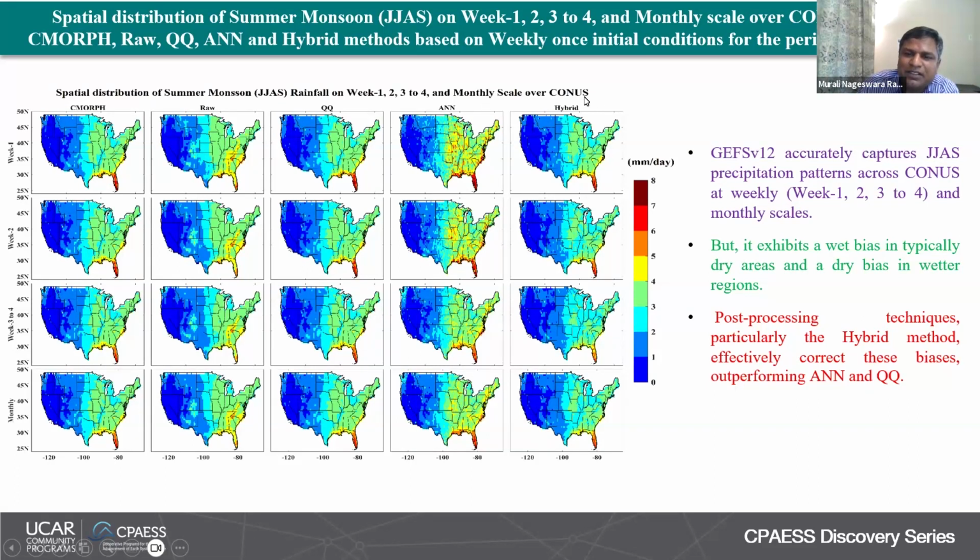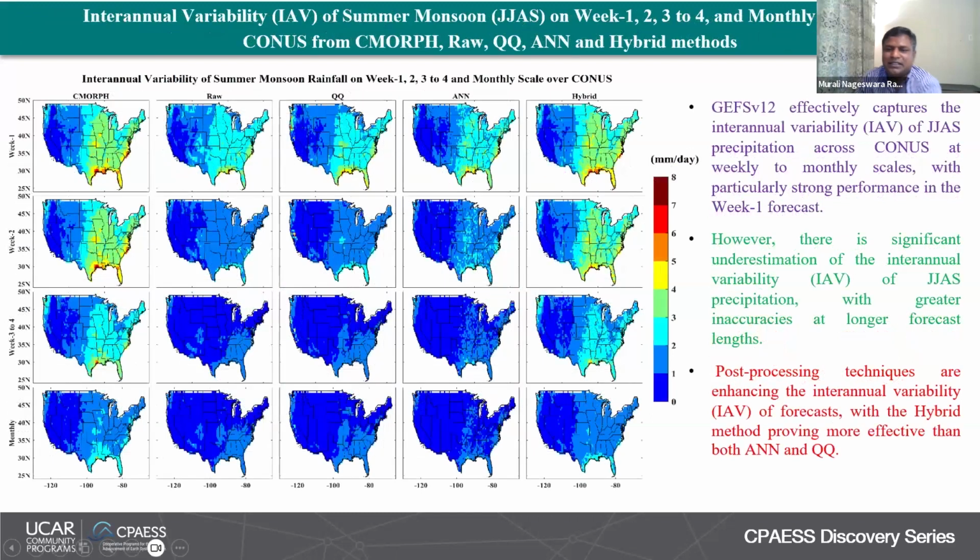When we are applying the hybrid method, it is a very similar pattern to the CMOS, but a slight underestimation is there, not big. And the more important thing is that the improvement can be observed for the hybrid method, particularly in interannual variability, that is nothing but standard deviation. You can see the CMOS has a lot of interannual variability.